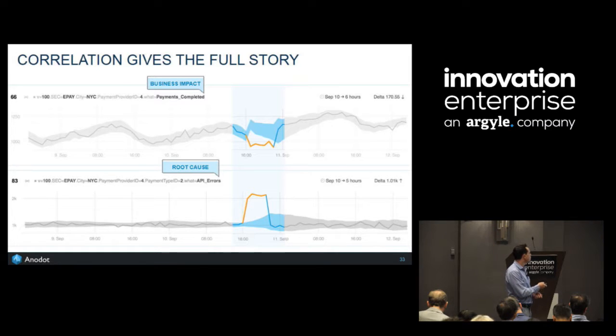So in this problem here, what we see is that we have a drop in the payment completed for a specific payment provider ID. And we can see with the correlation that we understand the root cause, because we see that at the same time there is an API error peak for payment type ID number 2. So you actually get a story that tells you what the problem is. And this is very important, otherwise it's very hard to understand the root cause.